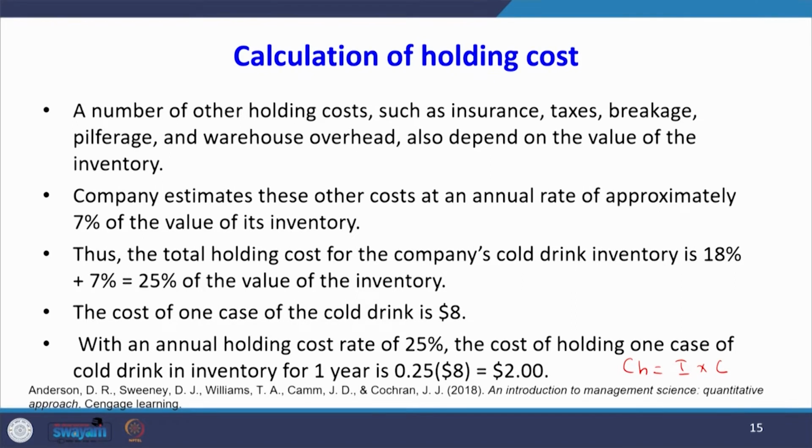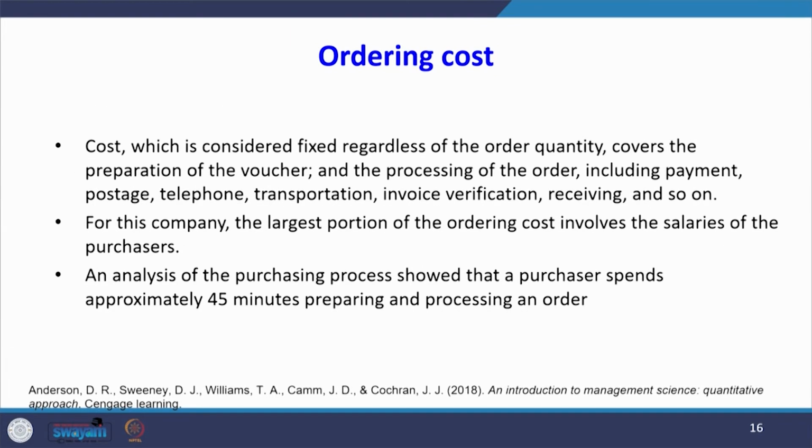So, these have to be added. That will be your interest rate multiplied by the unit cost. So, that will be the holding cost per unit per year. The next important cost is ordering cost.